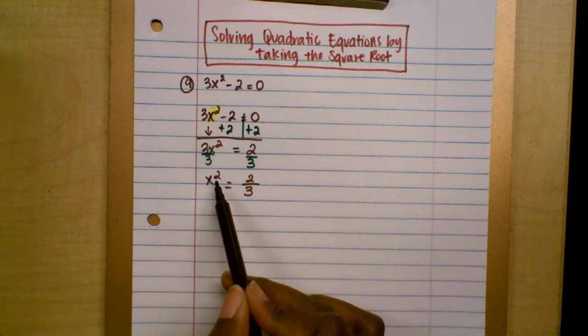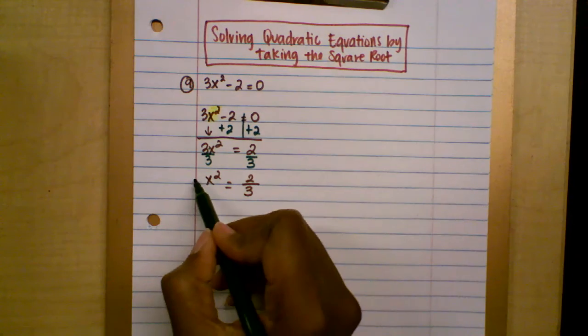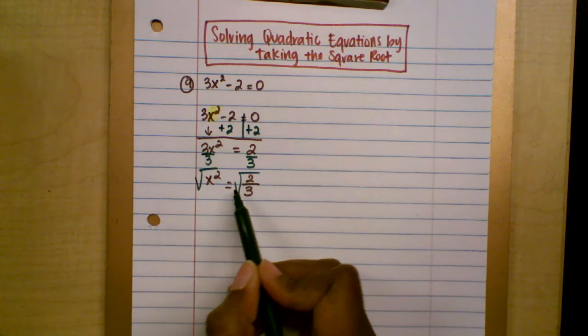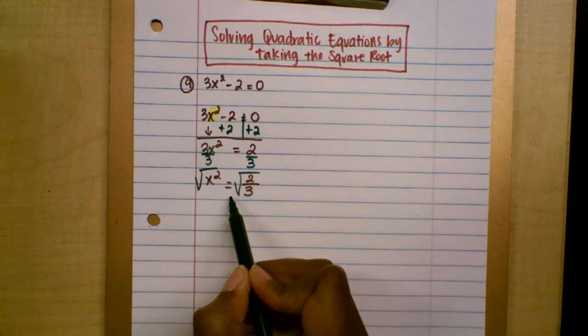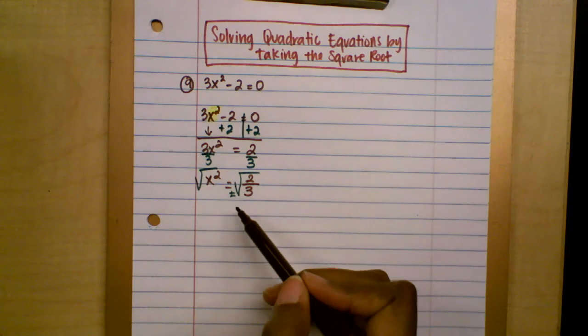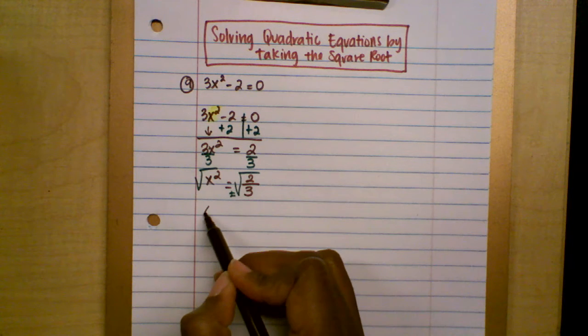Now we need to undo the square. To undo the square, you're going to take the square root on both sides. When you take the square root on the right, make sure you include the sign, the minus and the plus. Because it's only true for even roots, there are always going to be two answers, one positive and one negative. So the new equation is going to be x.